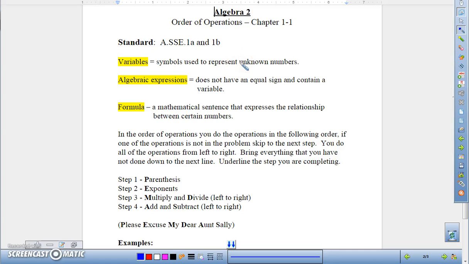Welcome to your first day of Algebra 2. Today we're going to learn about order of operations. This is something that should be completely review that you've done in Algebra 1, but we want to go over it to make sure you still remember your steps and are ready to dive into some Algebra 2 stuff.